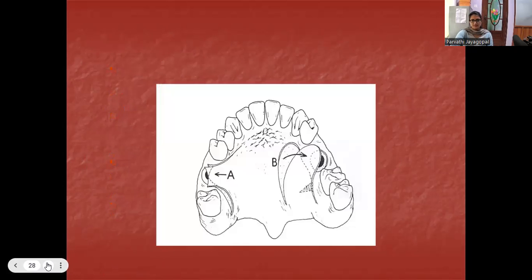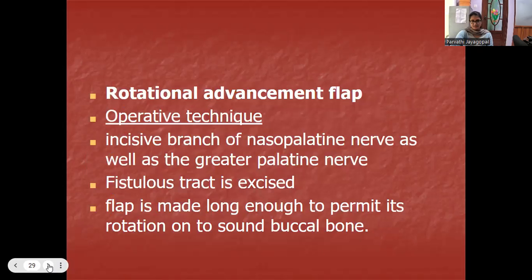So you can see here how the palatal flap is based on the length of the defect, and it is made to rotate and close over the area of the fistula. Once the fistula's epithelial lining has been removed, you have a secondary area here which should be healing secondarily.